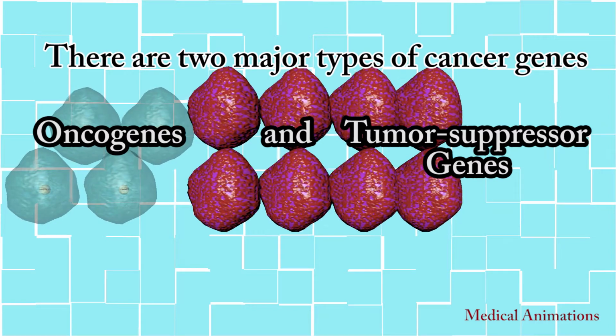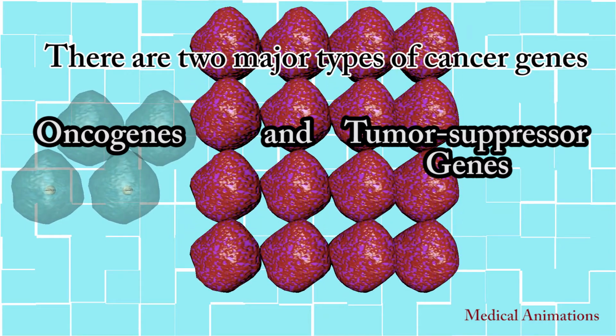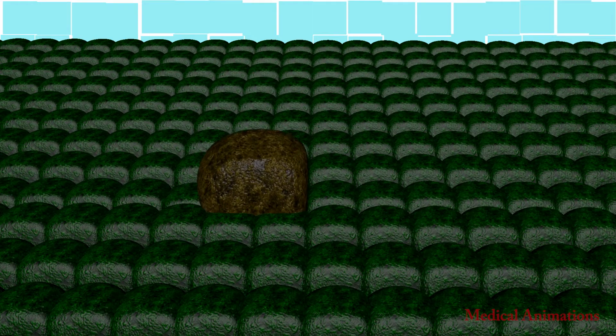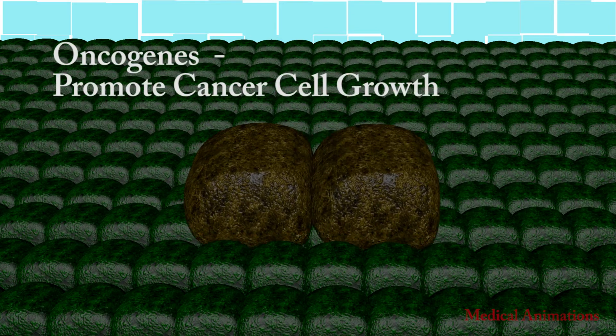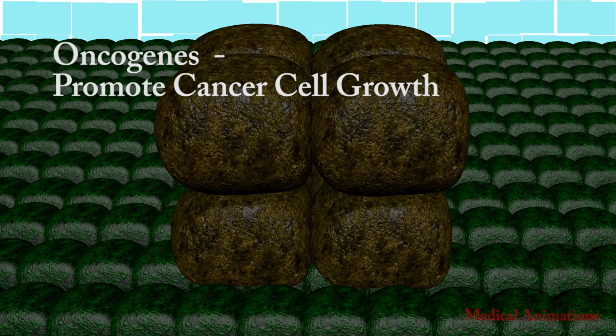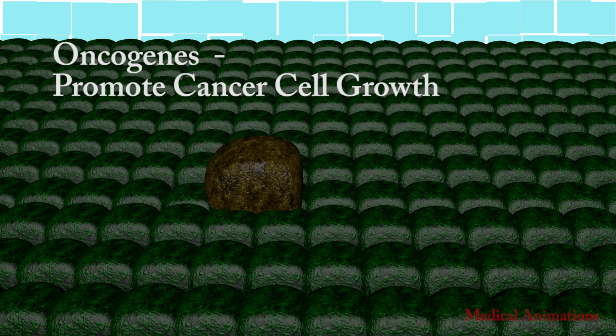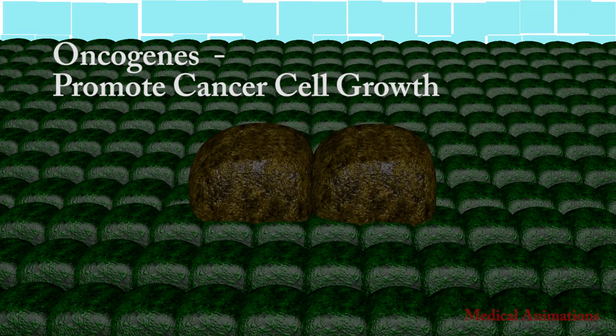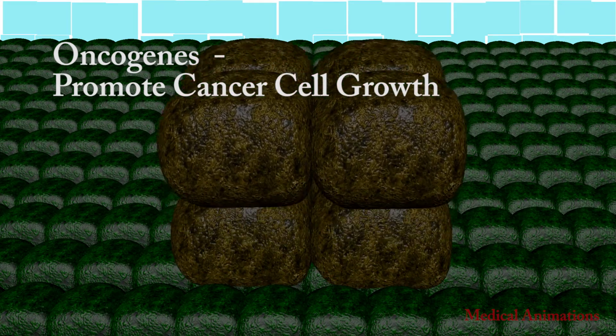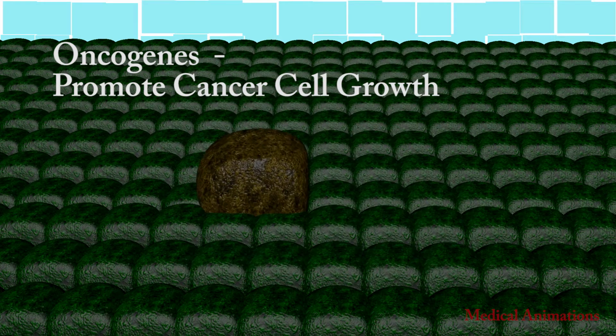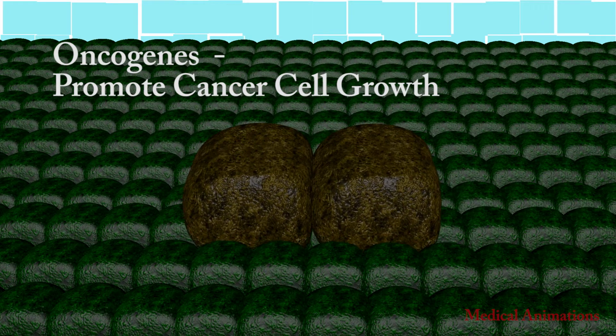There are two major types of cancer genes. The first type comprises genes that positively influence tumor formation and are known as oncogenes. Oncogenes are mutated forms of genes involved in normal cell growth. Oncogenes cause the growth of cancer cells.